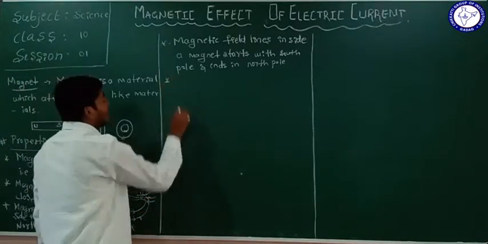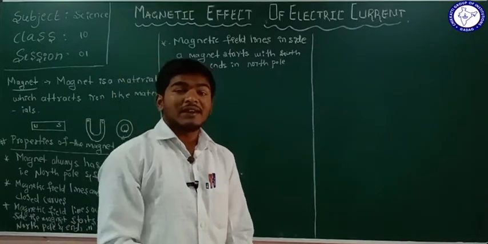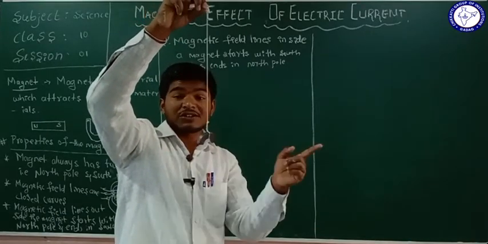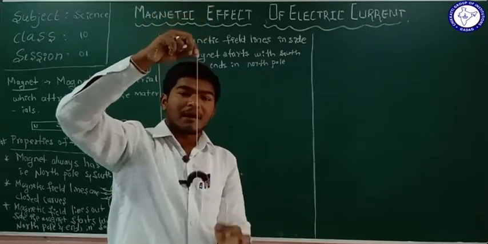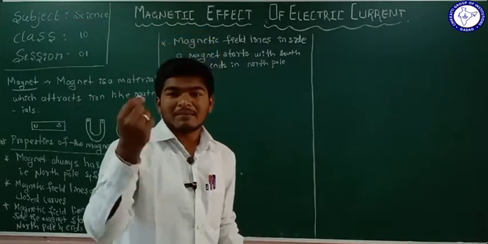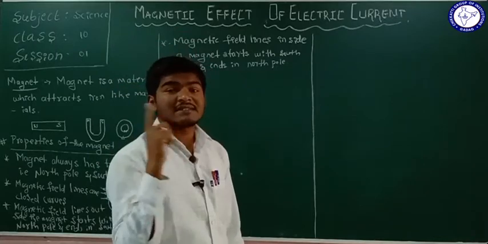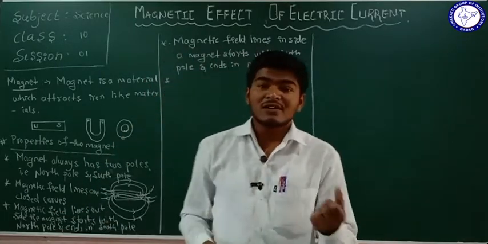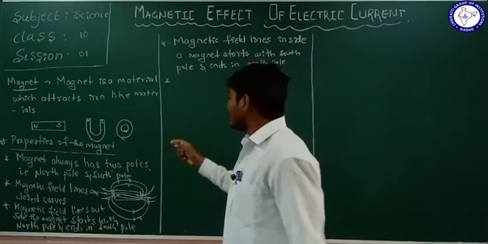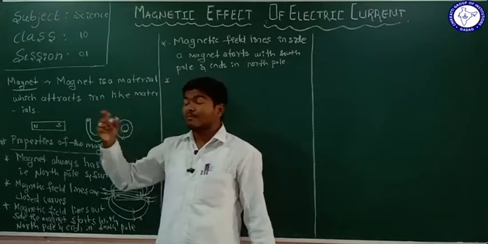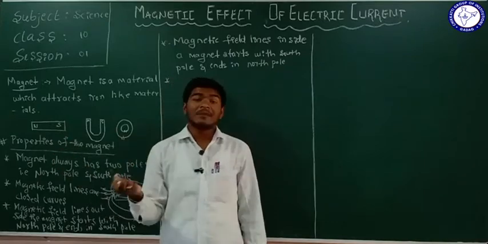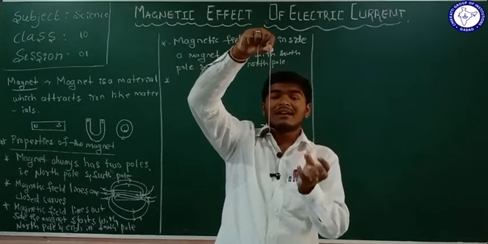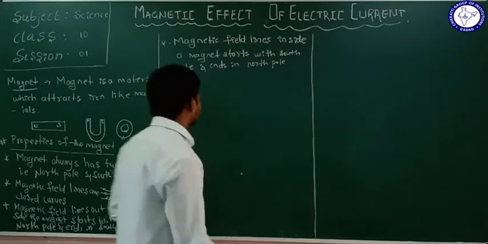Another property here: when you leave a magnet freely, it always stands in a north-south direction. When you place a bar magnet freely, the bar magnet always lies in a north-south direction. Why? Because our Earth also acts as a magnet. So the north pole of the magnet is attracted by the Earth's south pole, and the south pole of the magnet is attracted by the Earth's north pole. Therefore, when you leave a free bar magnet, it always lies in a north-south direction. It is another property of the magnet.